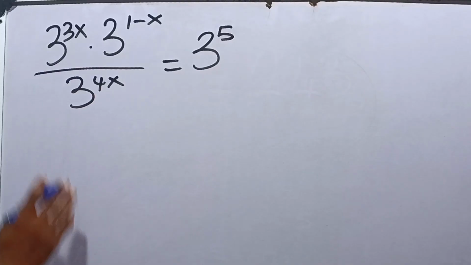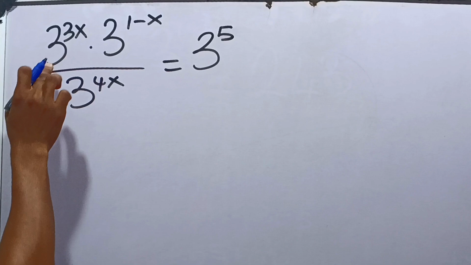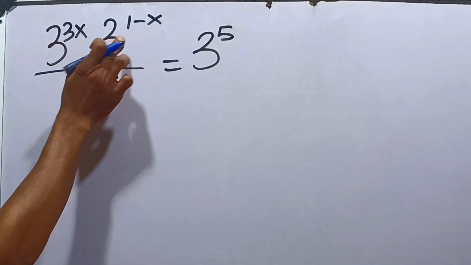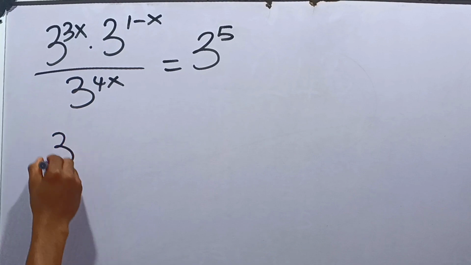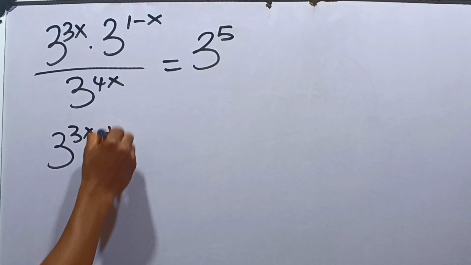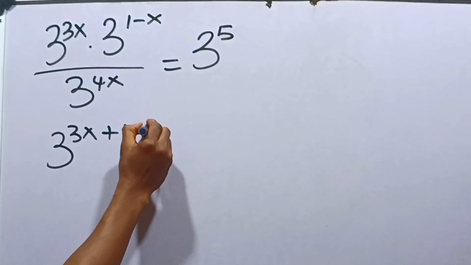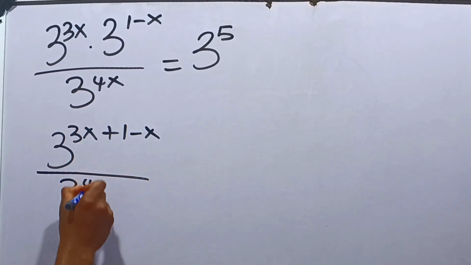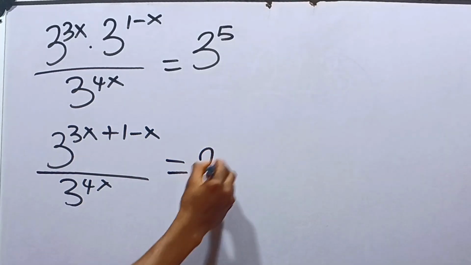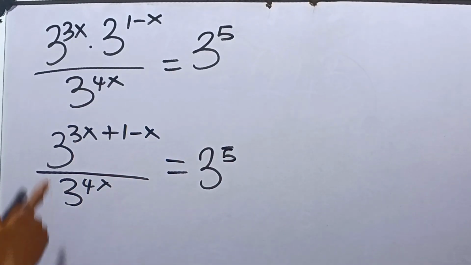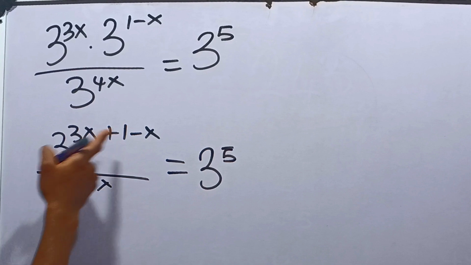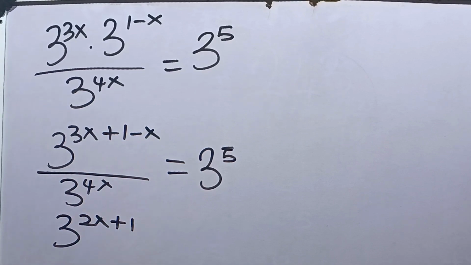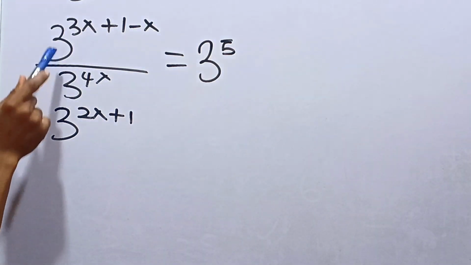Moving on from here, when you have the same base, you add the powers. So we have 3 raised to power 3x multiplied by 3 raised to power 1 minus x will now be equal to 3 raised to power 3x plus 1 minus x, divided by 3 raised to power 4x, equal to 3 raised to power 5. Now 3x minus x is 2x, so we have 3 raised to power 2x plus 1.